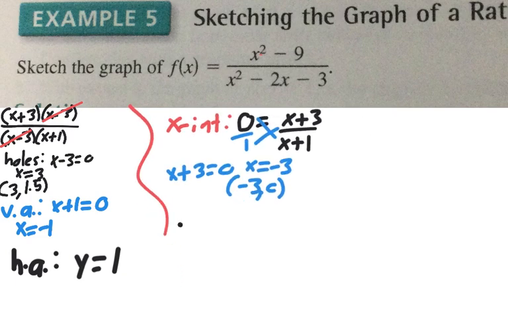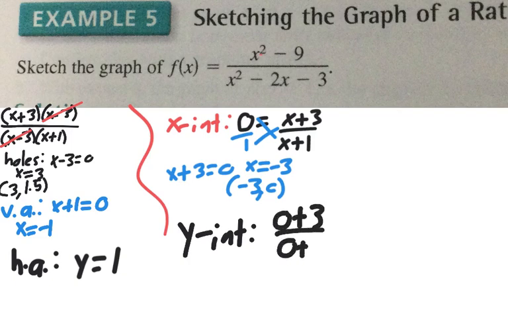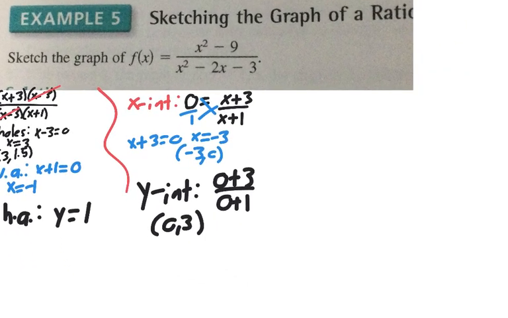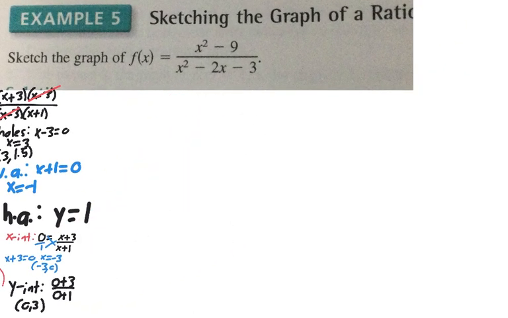And then when I find the y-intercept, same thing. I need to use the depressed polynomial. So when I plug in 0 for x, I'm going to get 0 plus 3 over 0 plus 1, which is 3 over 1, which is 3. So my y-intercept is at 0, 3. And then lastly, we want to know, does it cross the horizontal asymptote?